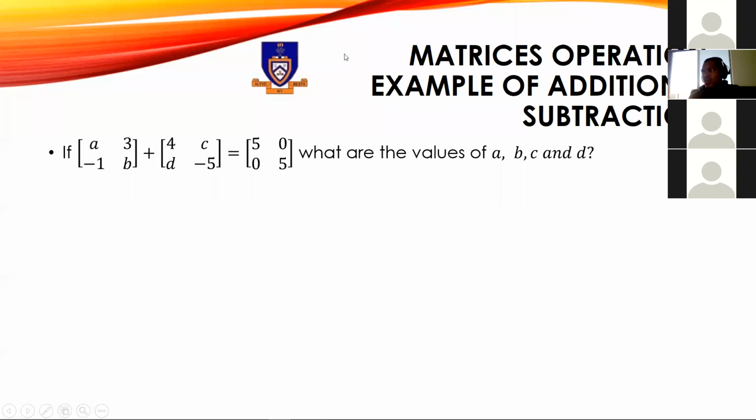All right. So over here, we have, let's call this matrix C, we don't know what it is, we call this matrix D, and then we call this matrix F, okay? C, D, F, we don't know what they are, but we are just telling you. If matrix C has the elements A, 3, minus 1, B, plus matrix D, 4, C, D, minus 5, equals to 5, 5, okay? Quick question to anybody is, what type of matrix is this? Okay, the special name for this matrix. Is there anybody who remembers?